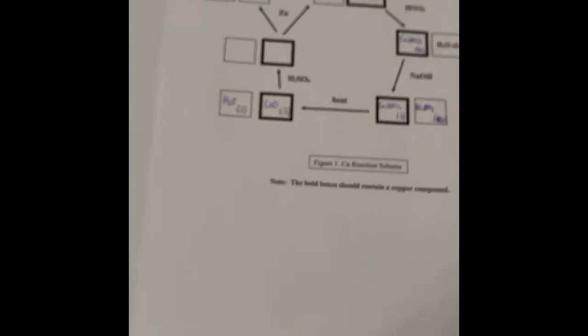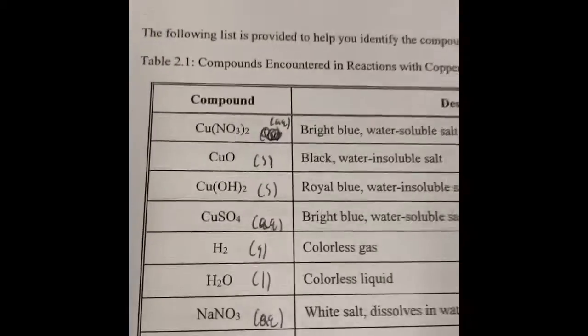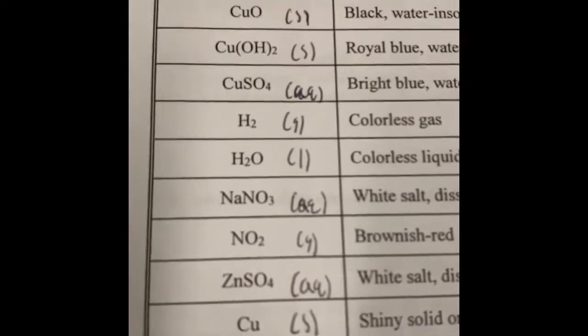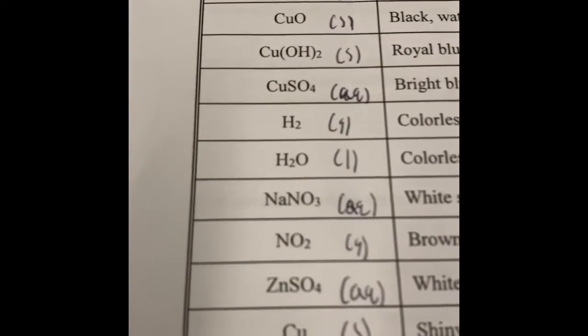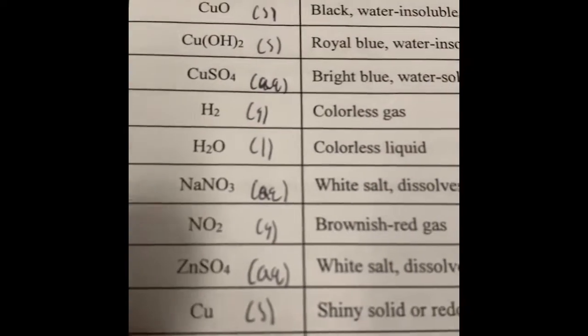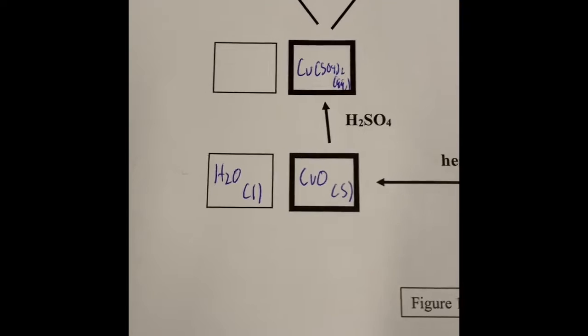From there, H2SO4, or hydrogen sulfate, was added. When hydrogen sulfate was added, it turned back to a blue liquid. Going to the chart, once again, sulfate must be present. There's zinc sulfate and copper sulfate, but it is known that it must be copper, so it must be CuSO4, or copper 2 sulfate, which is a bright blue salt, aqueous. Also, once again, water is present.